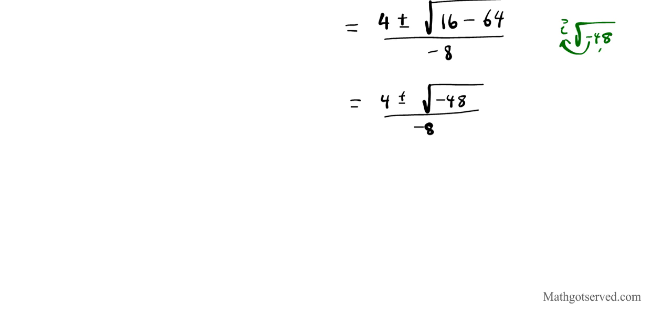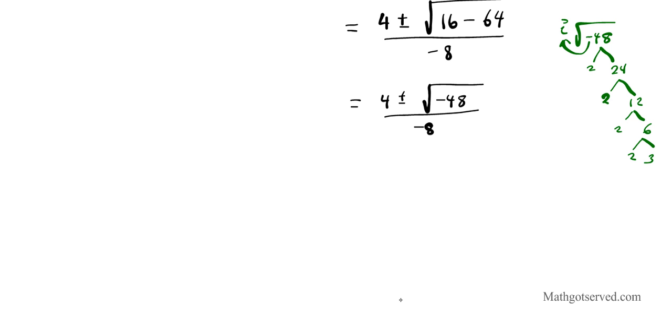So let's break this down. 2 goes into 48, 24 times. 2 goes into 24, 12 times. 2 goes into 12, 6 times. 2 goes into 6, 3 times. Okay, so let's see. 16 times 3, yes, perfect.